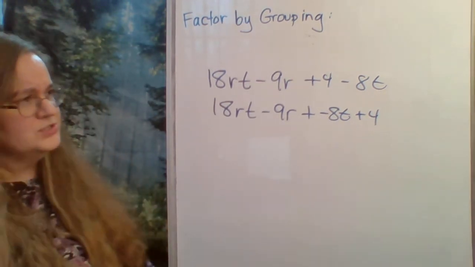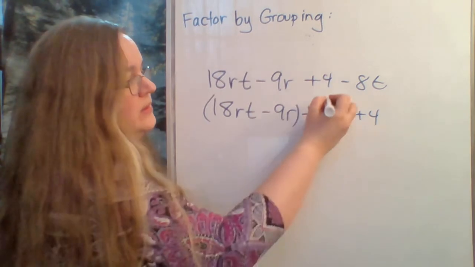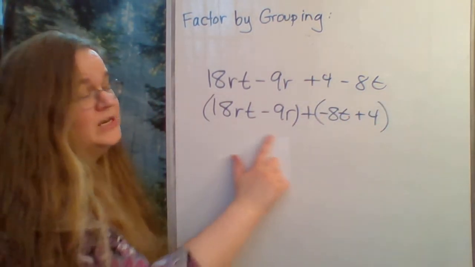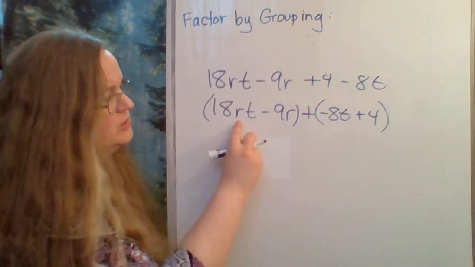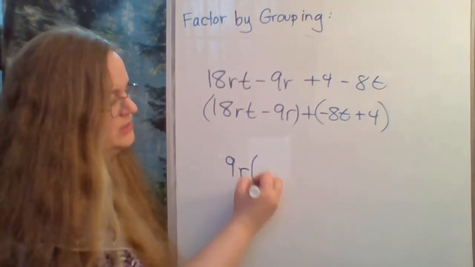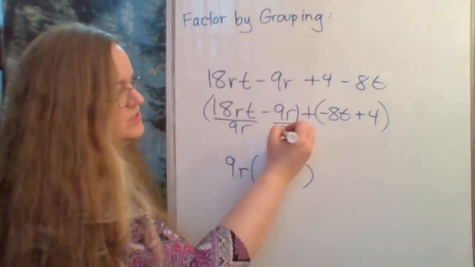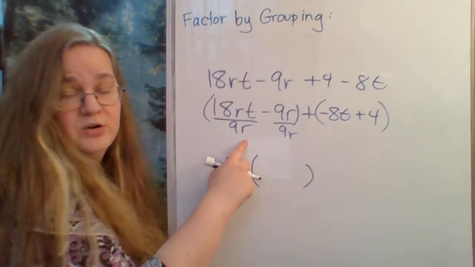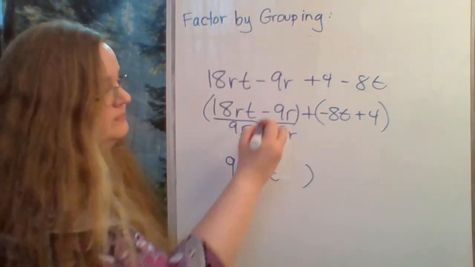Okay. So now that I'm in standard form, I'm going to start with this first group, and then I'll worry about the second group. When I'm doing this, between 18 and 9, the GCF is going to be 9. Between R and R, it's going to be R. There's a T here, but no T here, so I can't pull that out. So I'm going to divide by my GCF, which is 9R. 18 divided by 9 is 2. R divided by R is 1. So 1 times 2 is 2. And I still have a T.